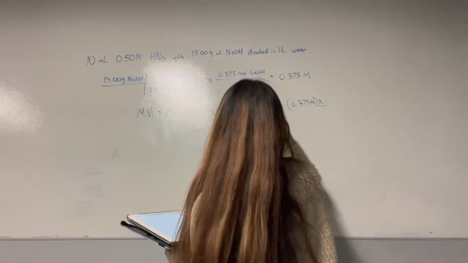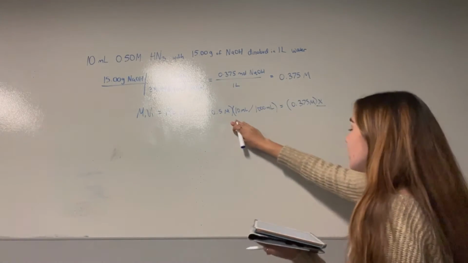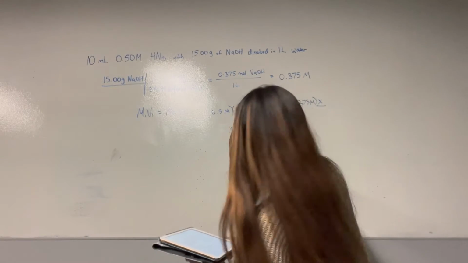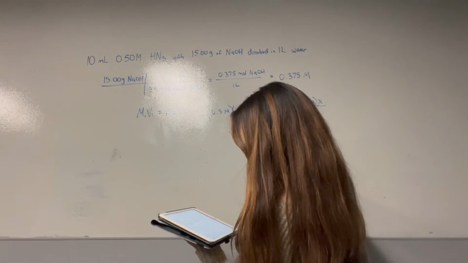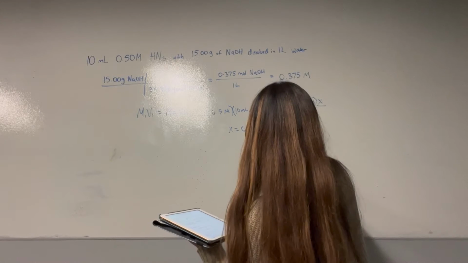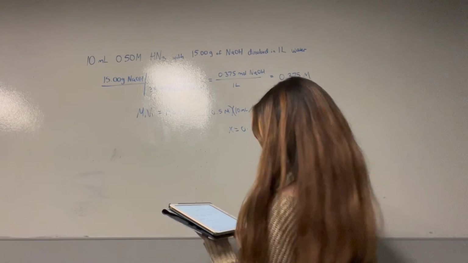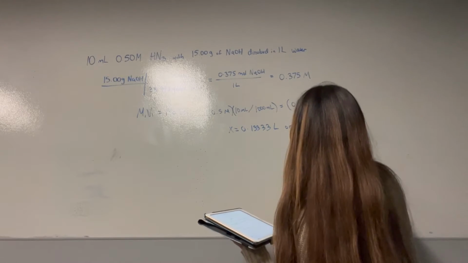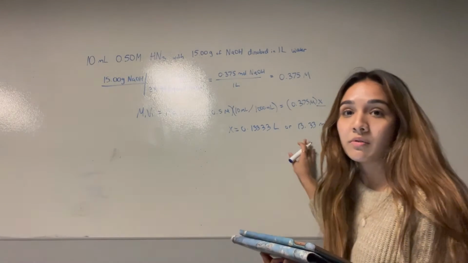So once we do this calculation, you will divide this by 0.375. We find that X equals 0.13333 liters, or 13.33 milliliters. This will be our equivalence point.